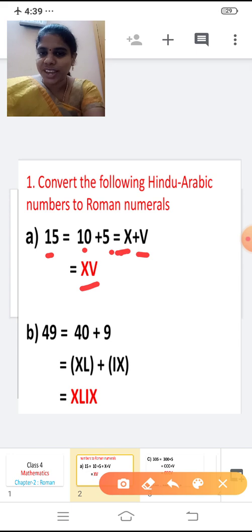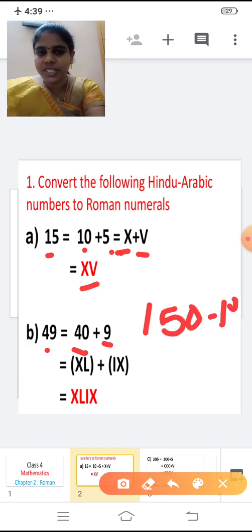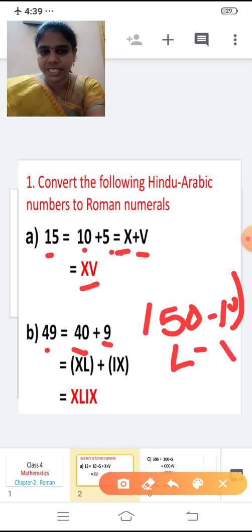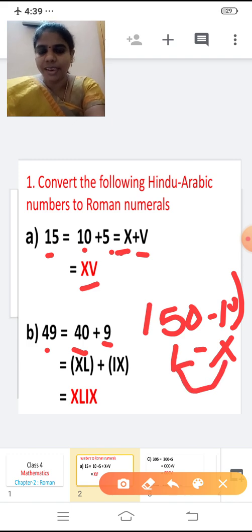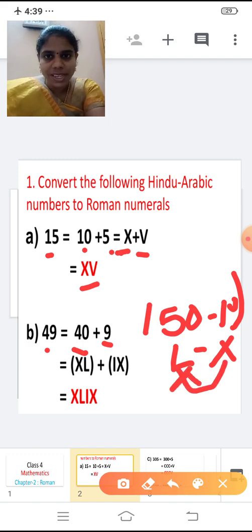B sum, 49. How to write this? 40 plus 9. Now, Roman numeral for 40. Shall we write 50 minus 10 is 40, right? So, value of 50 is L and value of 10 is X. So, Roman numeral for 40 is XL. XL plus, what is the Roman numeral for 9? IX. So the answer is, add all together, XL, IX.